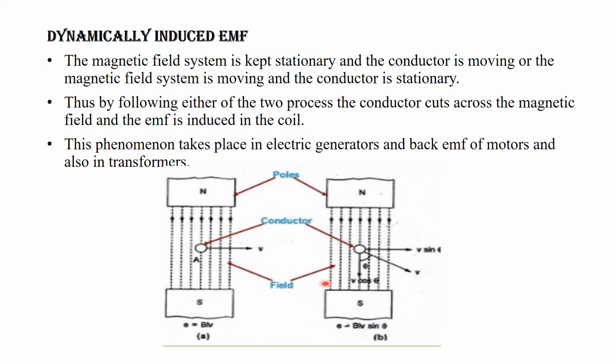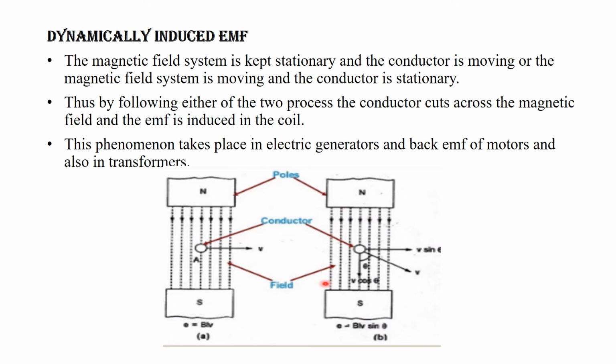Coming to the next part, the dynamically induced EMF. As the name says, dynamic means motion. Either my magnetic field is kept stationary and my coil is moving, or my coil is kept stationary and my magnetic field is moving. Now consider a diagram. In the diagram I have the magnetic field. Here the magnetic field is kept stationary, so the magnetic lines of force go from north pole to south pole. I am taking a conductor A of length L, which is kept in the magnetic field.